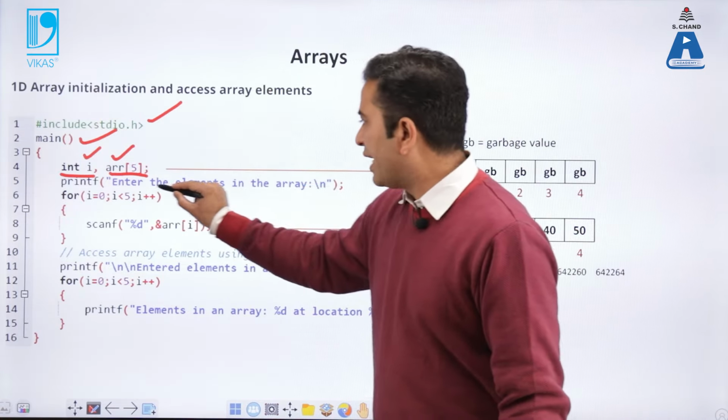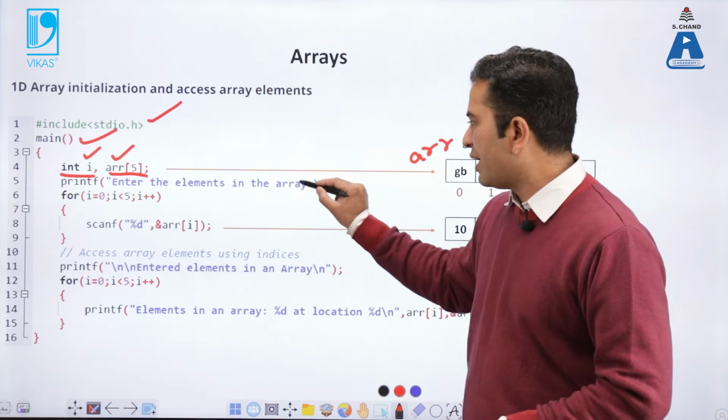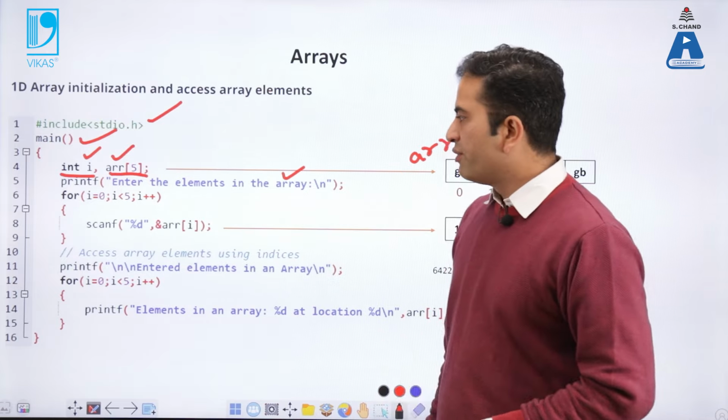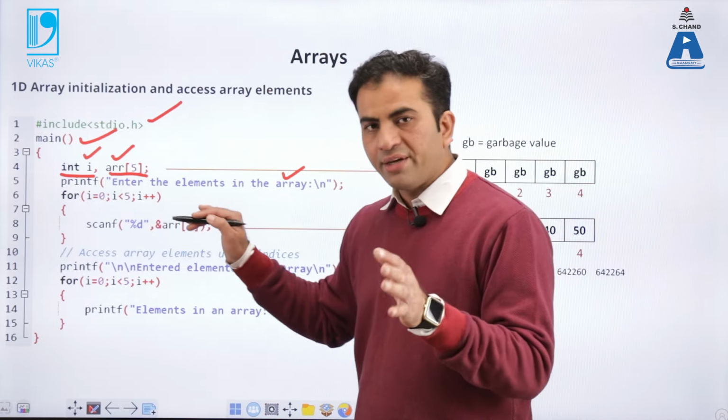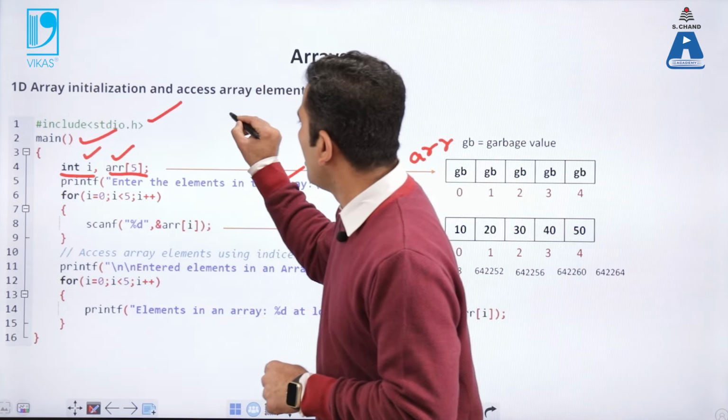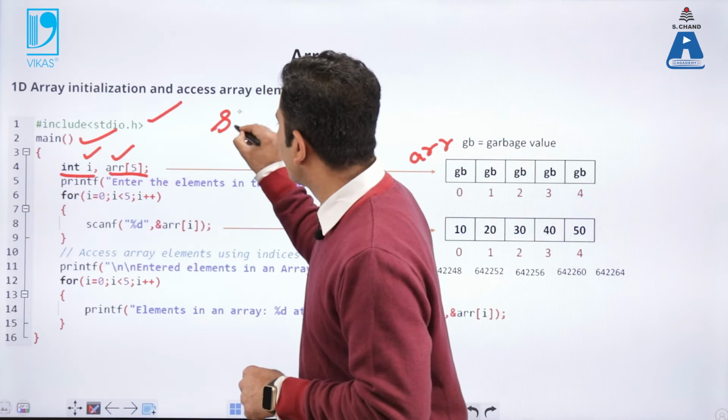Now printf, enter the elements in the array. So this is the statement. Now using the for loop, we will print the value. So why are we using the for loop? There is another concept without using the for loop. How can I write it?